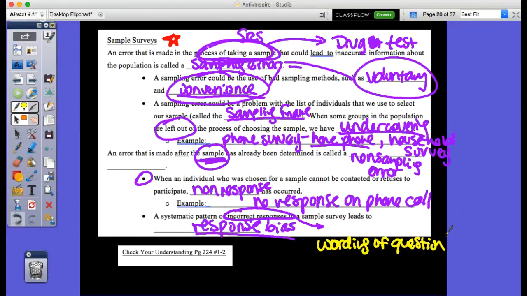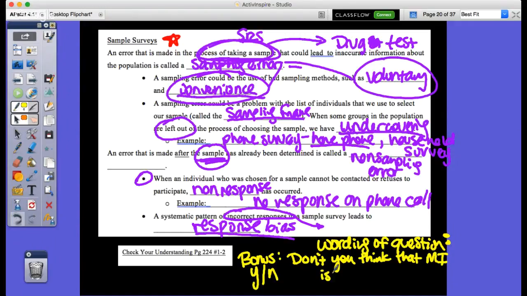Oh, here's a good one. Ready? Let's say that in Coach Jay's class, he gives a bonus on a test. And the bonus on the test is, this is a yes or no question. Don't you think that Michigan is the best team? Now, some of you, I'm telling you, some of you would just out of spite say no, or whatever, okay? But do you see the bias behind that? Don't you think that? I've already kind of set them up for this, right?